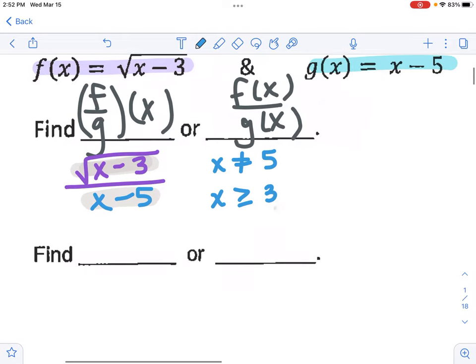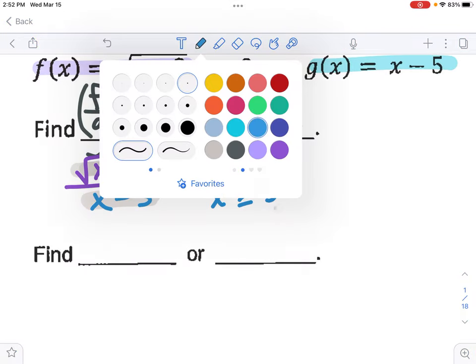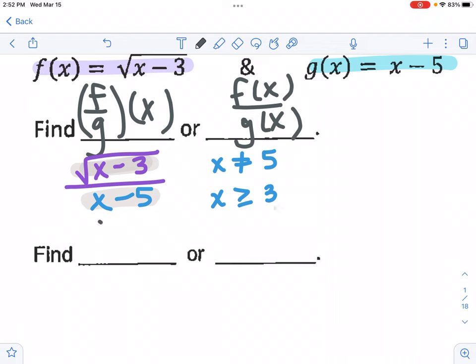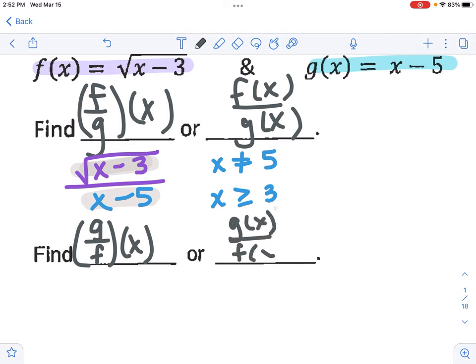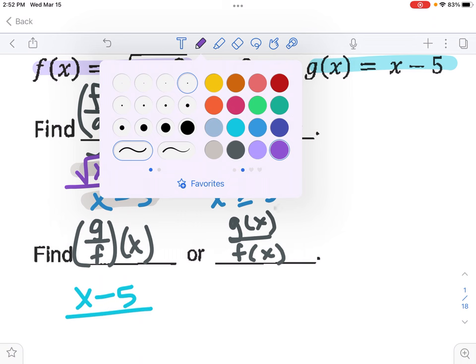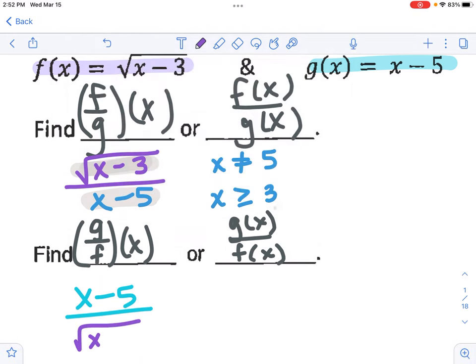Okay. Conversely, if we came across a problem where it was talking about, all right, let's flip this upside down, g over f of x, also known as g of x over f of x. So let's just flip this thing upside down. We have x minus 5 hanging out up top, and on the bottom, we have our square root of x minus 3.